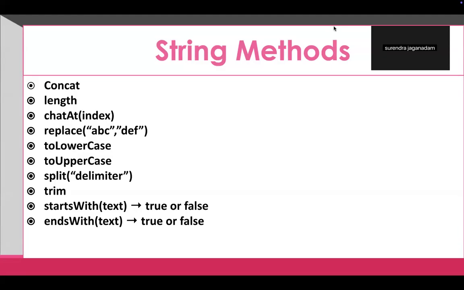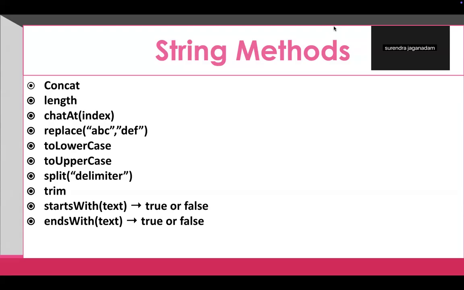So, guys, as part of this session, I'm going to talk about the various methods that we have on a string. If you remember, string is a data type where we define a group of characters as a string, and we can define it in a single quote or in a double quote. That's what we have defined on strings.